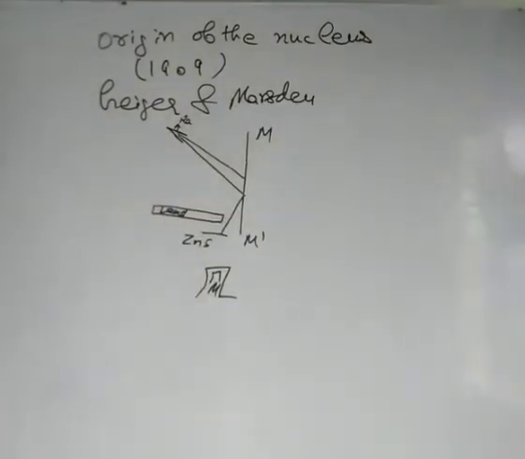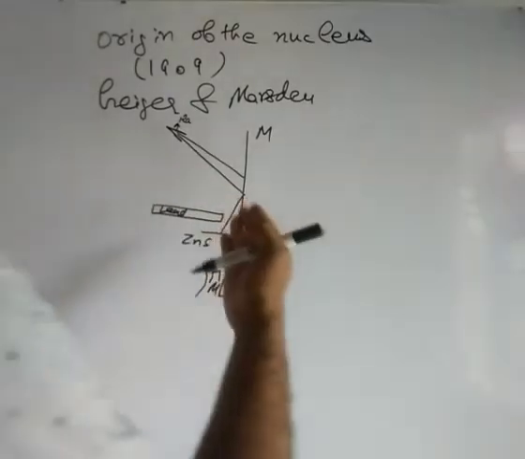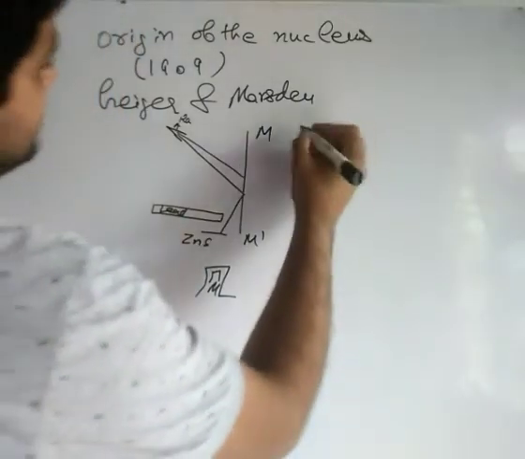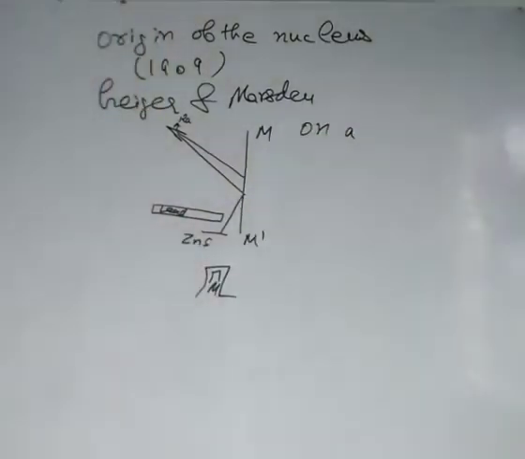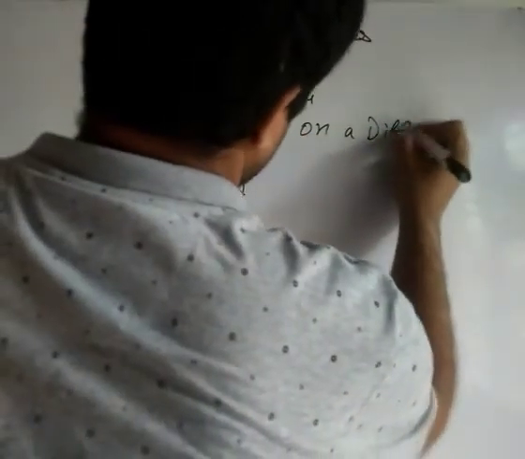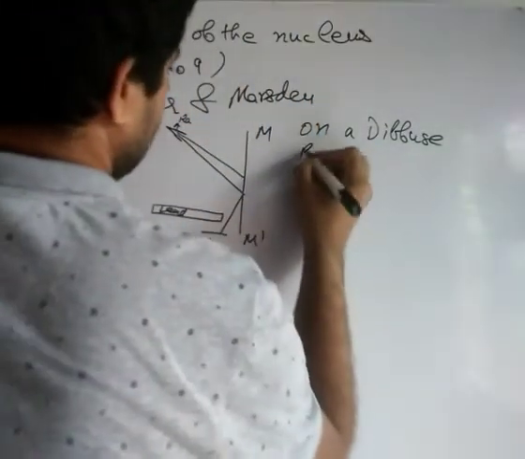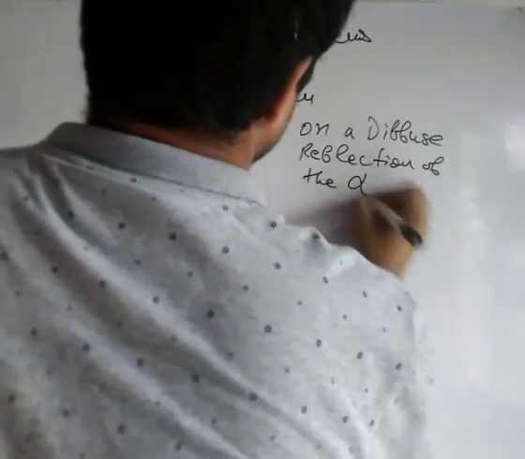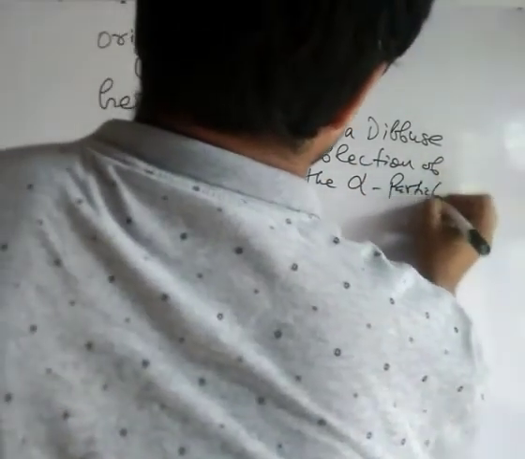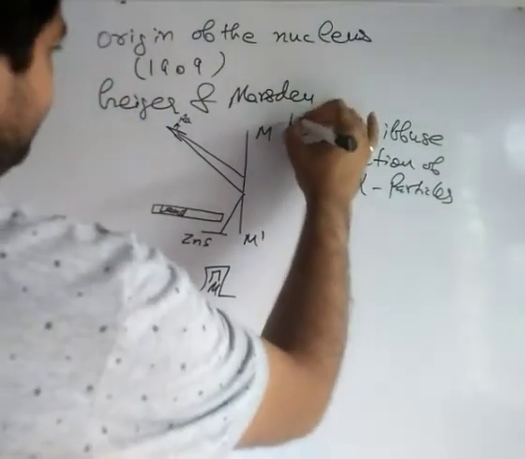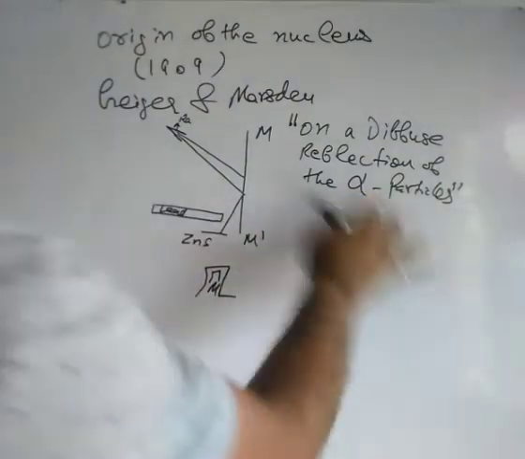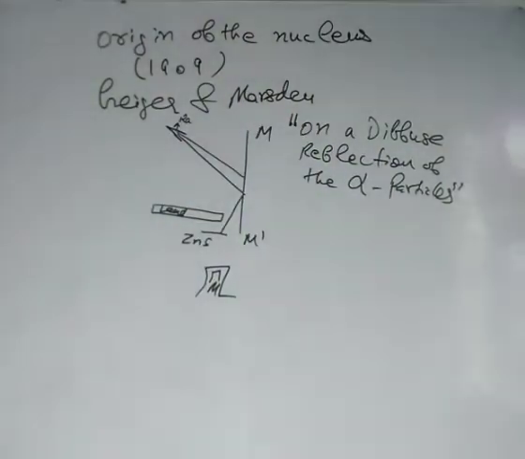They presented their research in a paper in the Royal Proceedings. The name of their research paper was On a Diffuse Reflection of the Alpha Particles, in which they presented the result of their experiment.